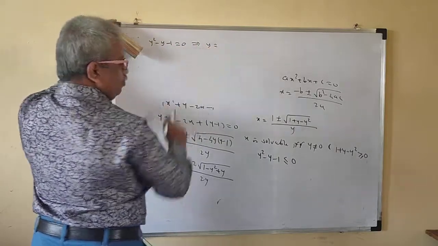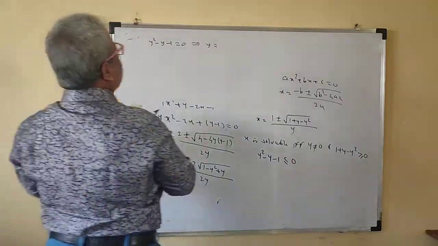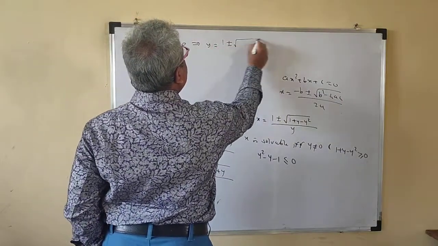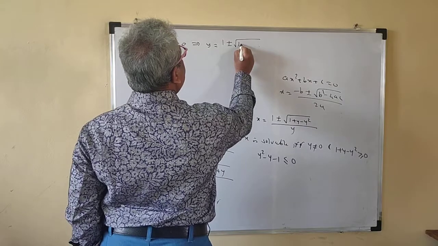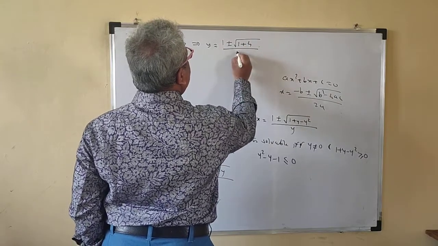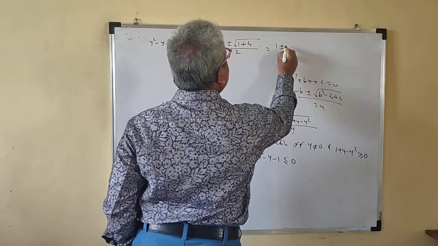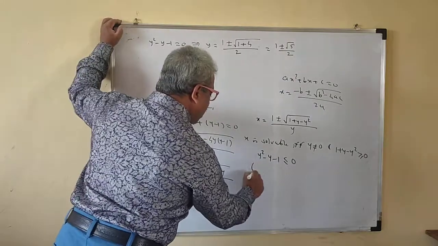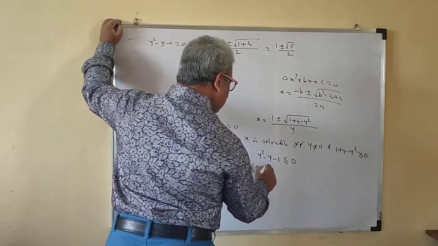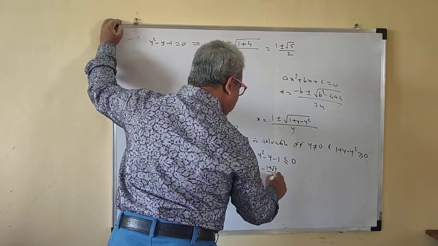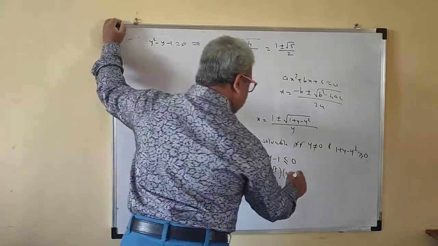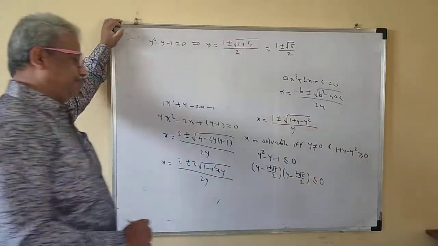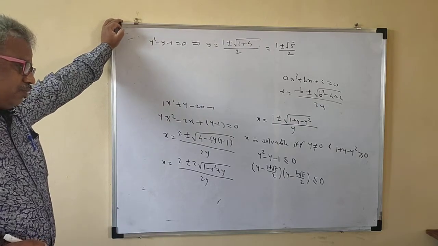How can we factorize this? We will find the roots of this one. So 1 plus or minus root of b square, which is 1, minus 4ac, so plus 4, upon twice a, which is 2. This is 1 plus or minus root 5 upon 2. That means we can factorize this as y minus 1 plus root 5 upon 2, times y minus 1 minus root 5 upon 2, which is less than or equal to 0.